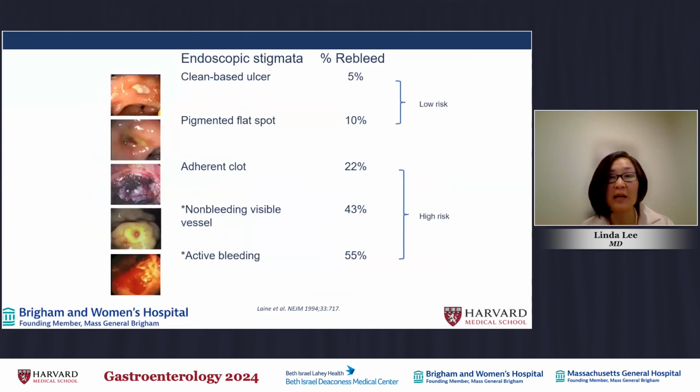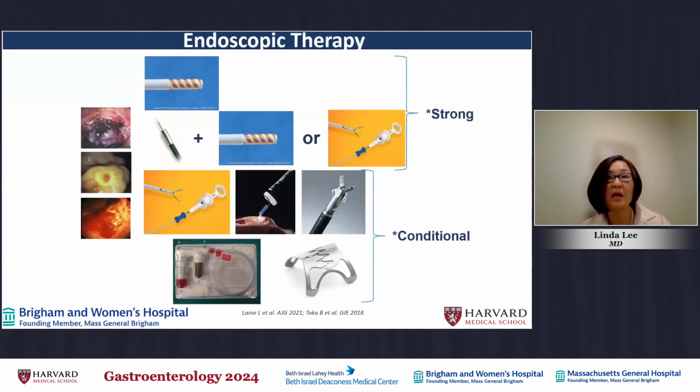Now, what would you find on endoscopy? Well, you can certainly see clean base ulcer and pigmented flat spot, which are low risk for rebleeding, adherent clot, which is of modest risk for rebleeding, and then of course, non-bleeding visible vessel and active bleeding, which carry significantly higher risk for rebleeding. And so those are the findings for which you should definitely perform some type of endoscopic therapy. And these are the options.